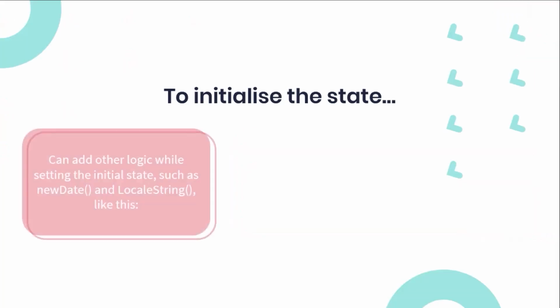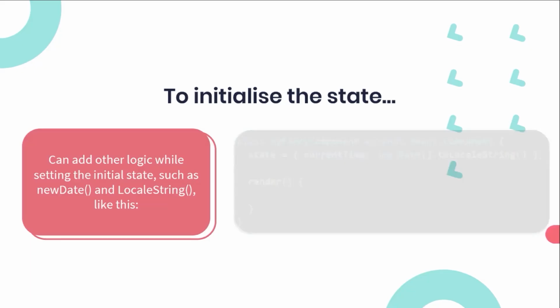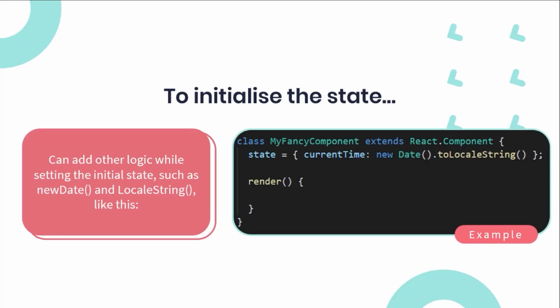We can also add other logic whilst you're setting the initial state. For instance, you can set the value of currentTime using new Date. You can even use toLocaleString to get the proper date and time format of the user's location, like this. The value of state must be an object. Here, currentTime is an arbitrary name. You'll need to use the same name later when accessing and updating this state. You can name the state anything you want, as long as you refer to it later using this same name.